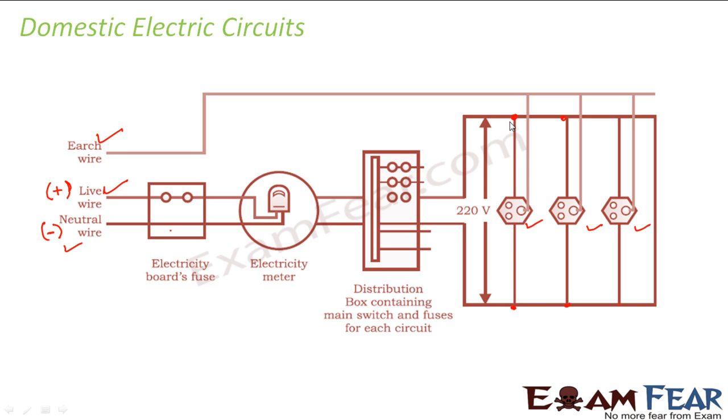So the purpose of earth wire is to prevent you from heavy electric shock in case of any kind of current leakage from any metallic appliances. So that is the purpose of earth wire. Now I have also discussed the purpose of fuse, right? Fuse is a very important element. Fuse will help you prevent damage which happens due to overloading.